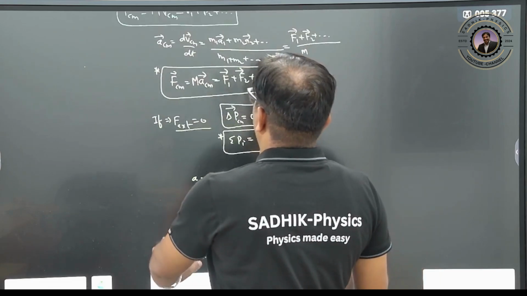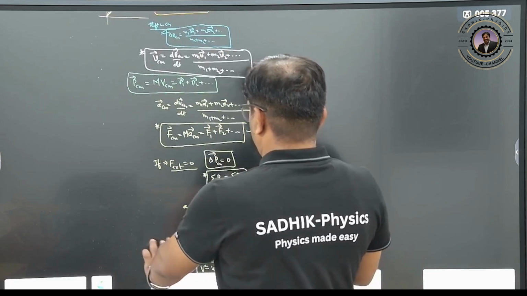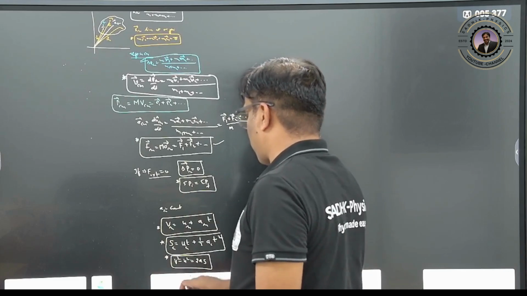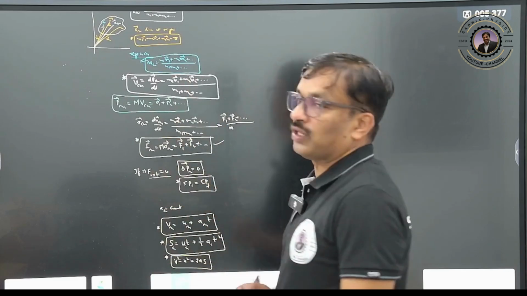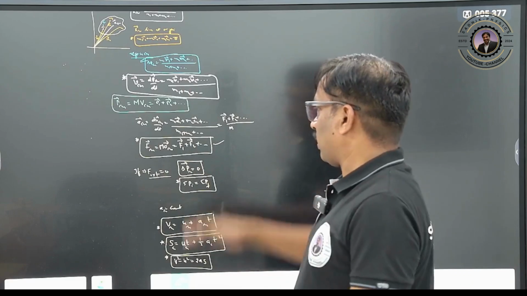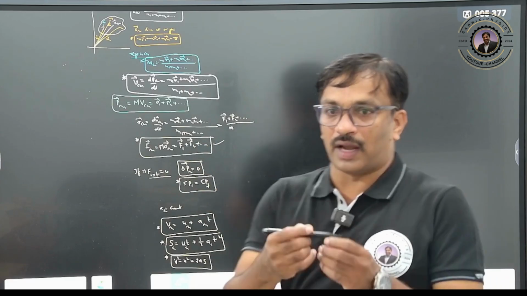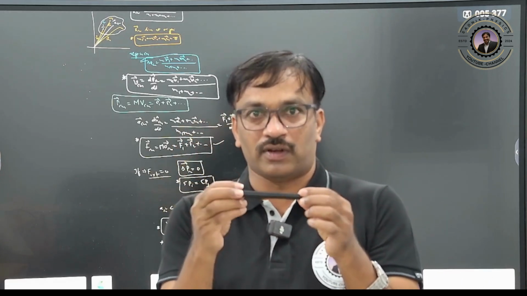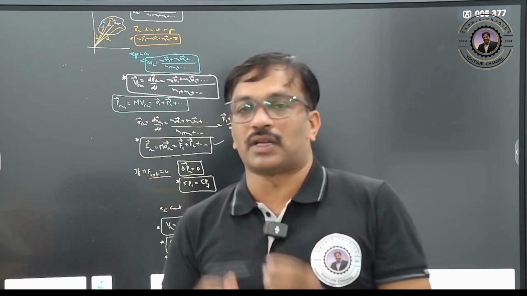So we'll go for different questions based on this one. Also, one more important formula is there: if you know the individual masses, then you can calculate it. But if you are asking to calculate it for this pen, it has an infinite number of atoms and molecules inside.